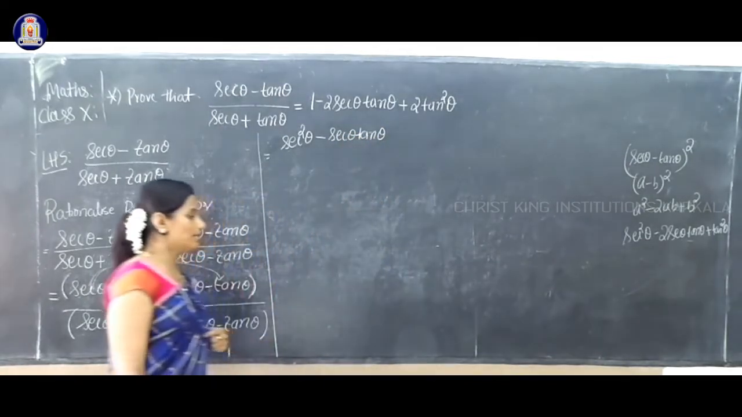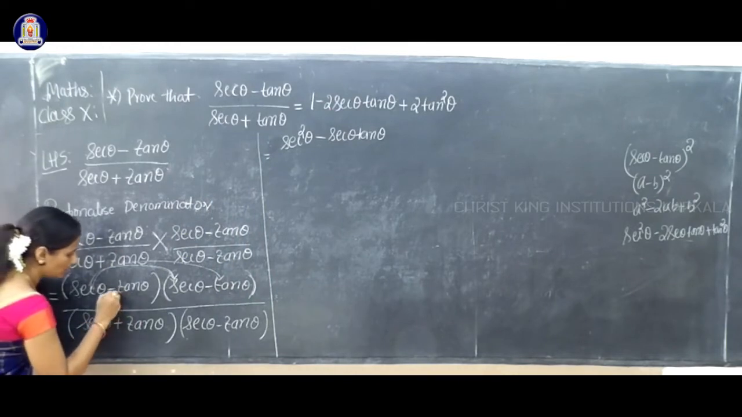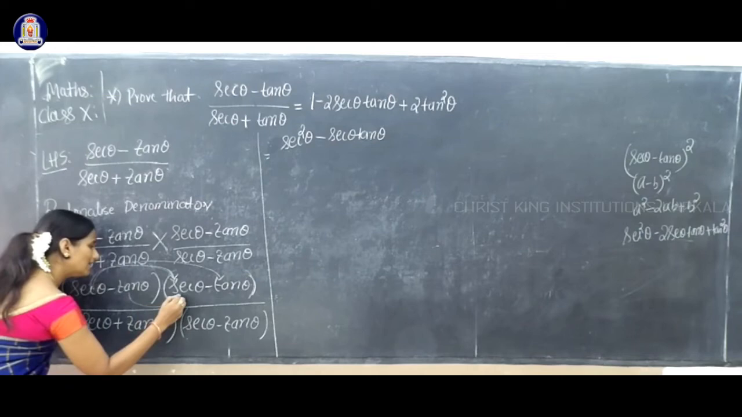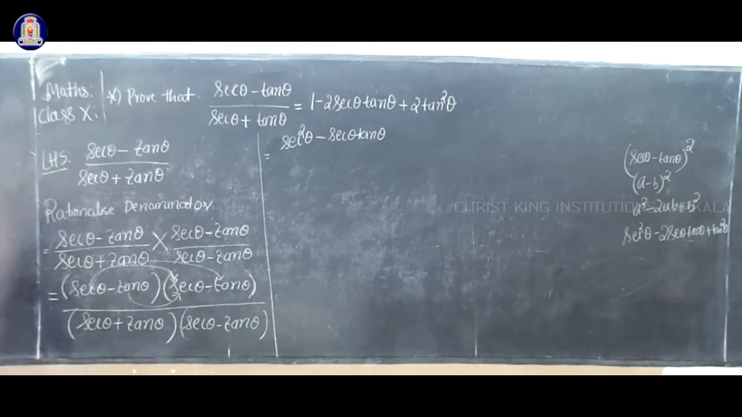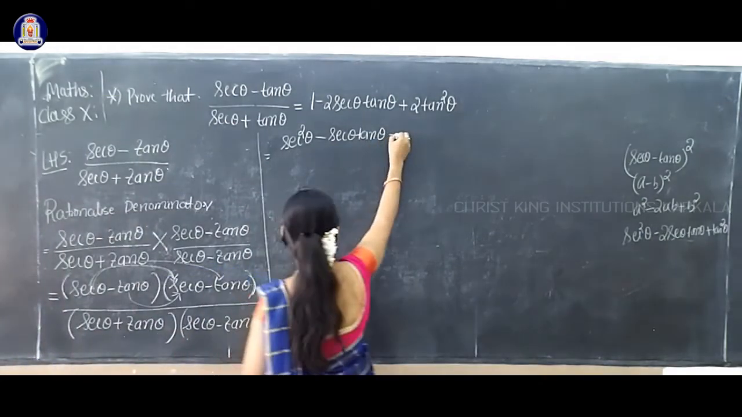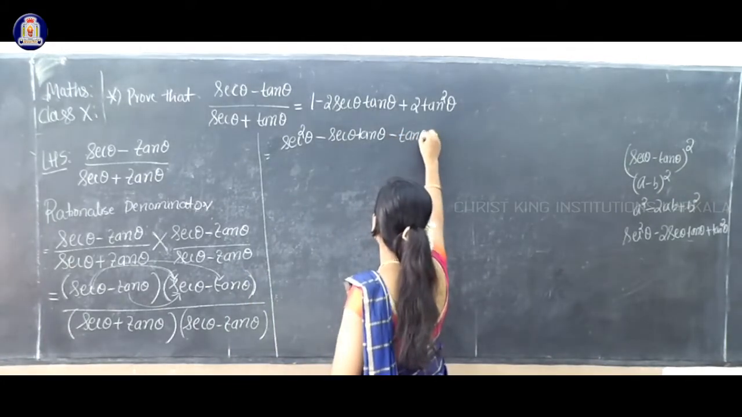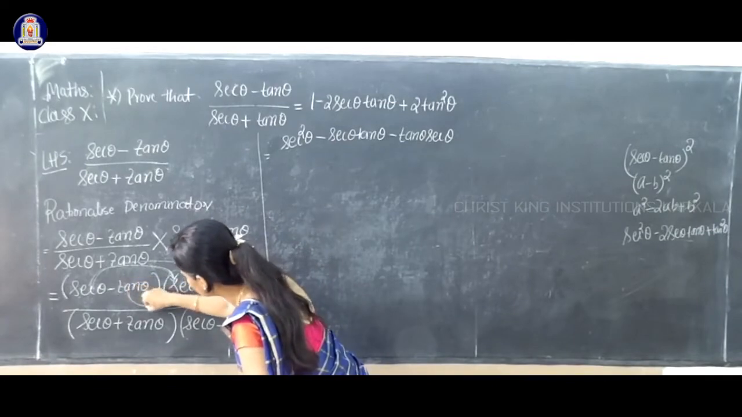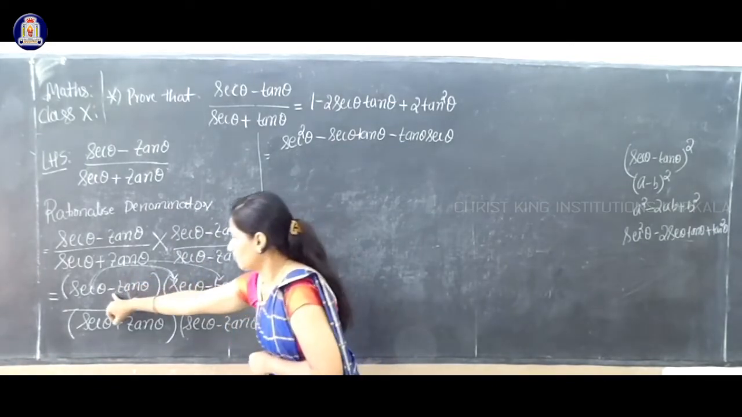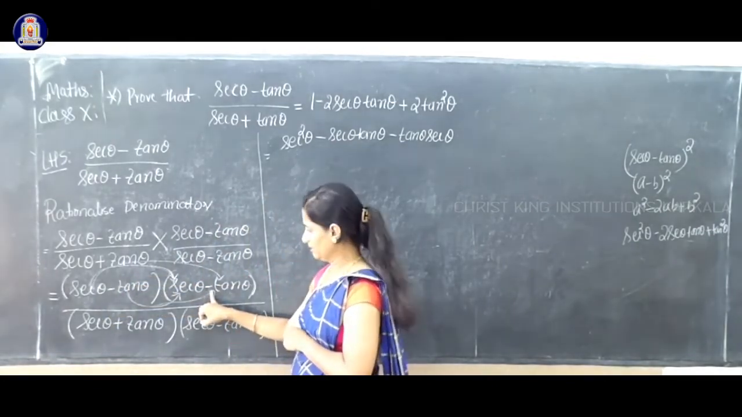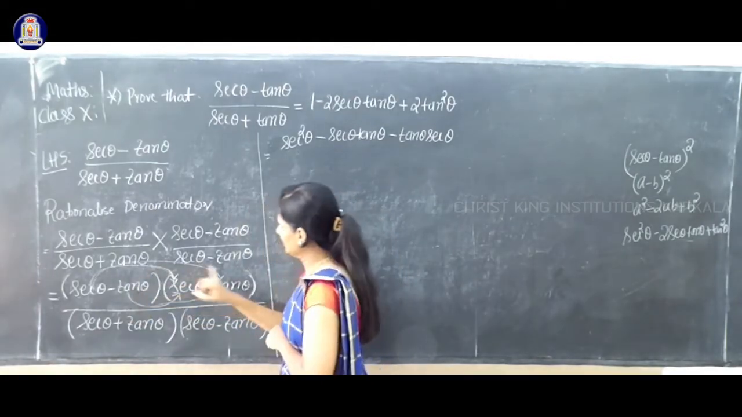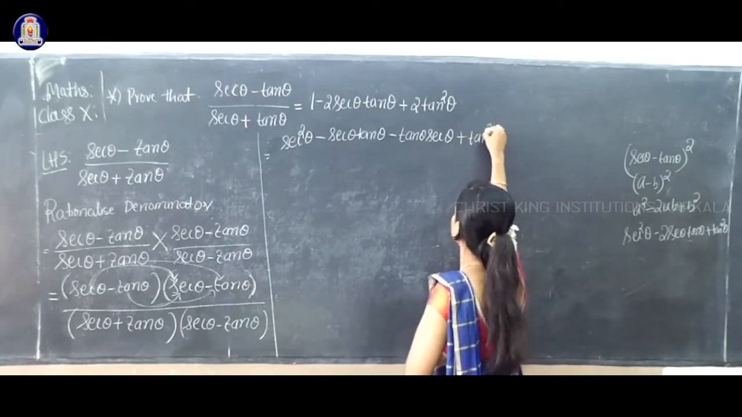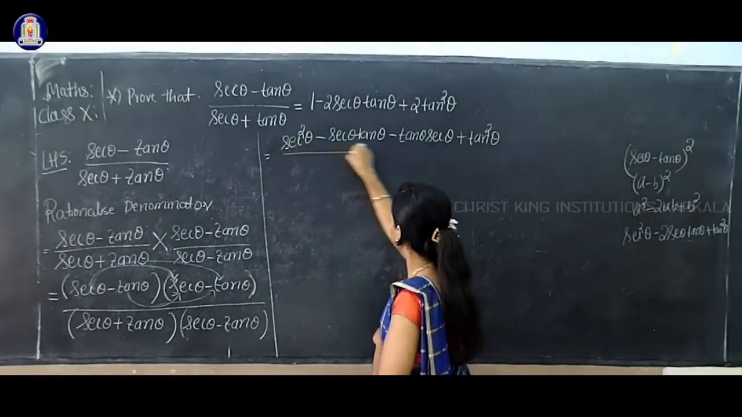Alright. So now next multiplication. What is the sign here? Minus tan theta. So minus tan theta into secant theta, your answer is minus tan theta into secant theta. Now next multiply this minus tan theta to this one. Minus into minus is plus, tan theta into tan theta is tan square theta. So this is tan square theta, whole divided by.